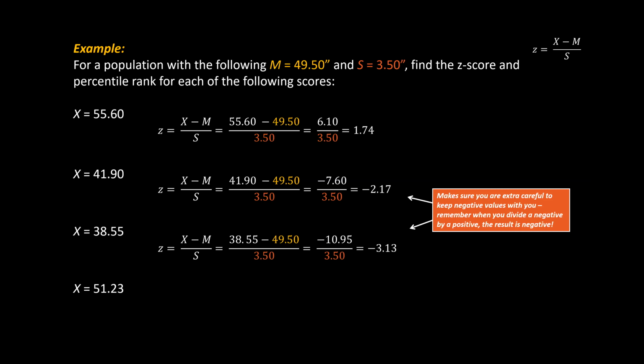And then finally, a score of 51.23. Again, this is a number that's higher than the mean, so we already know that our Z-score should be positive. But also, let's just think about this a little bit. If we've got a raw score of 51.23 and a mean of 49.50, we're going to expect a really low Z-score because these numbers are very close together. Let's see what we get. There we go. We get a Z-score of 0.49. So that's almost half of a standard deviation above the mean.